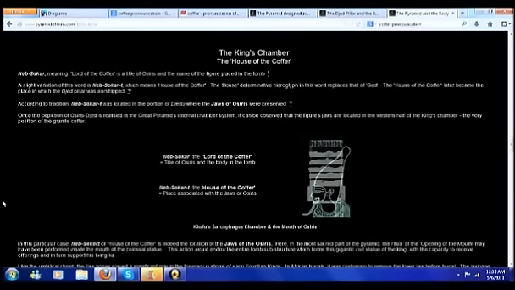According to tradition, Neb-Sokart was located in the portion of the Djedu where the jaws of Osiris were preserved. Once the depiction of Osiris Djed is realized in the Great Pyramid's internal chamber system, it can be observed that the figure's jaws are located in the western half of the king's chamber, the very position of the granite coffer in the king's chamber. And here we have an overlay of the king's chamber and the coffer on the overlay is located right at Osiris's jaw or mouth. So that is very cool.